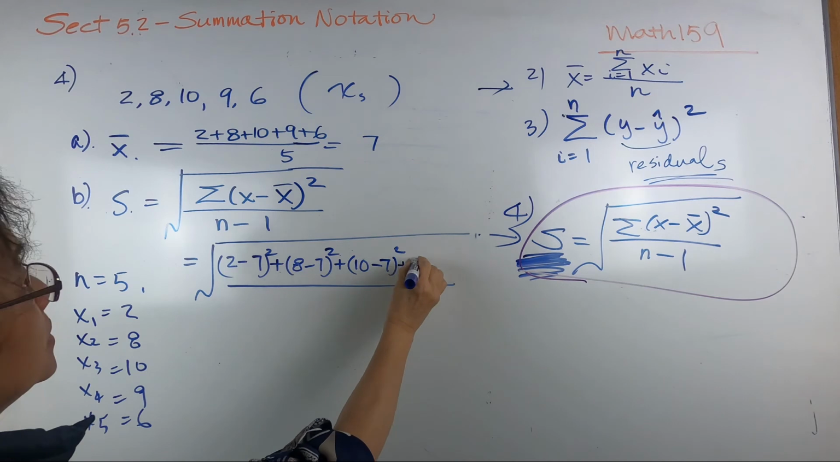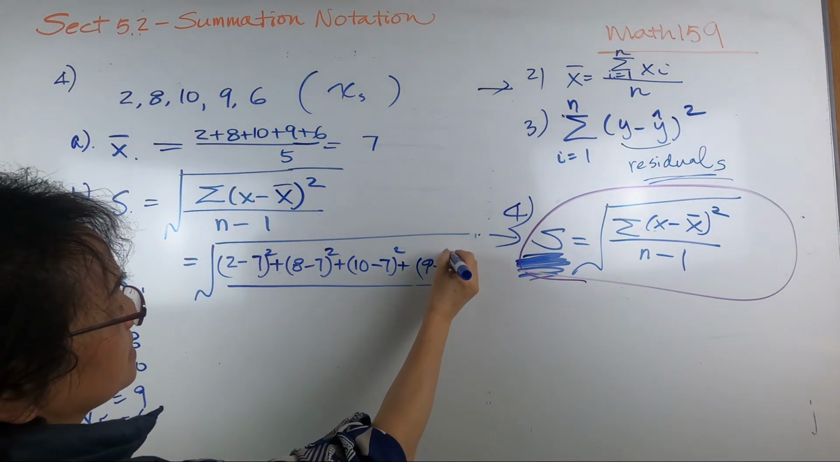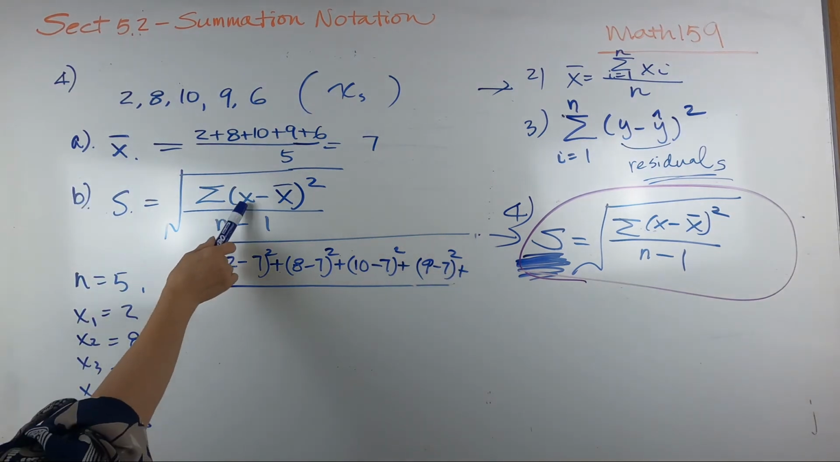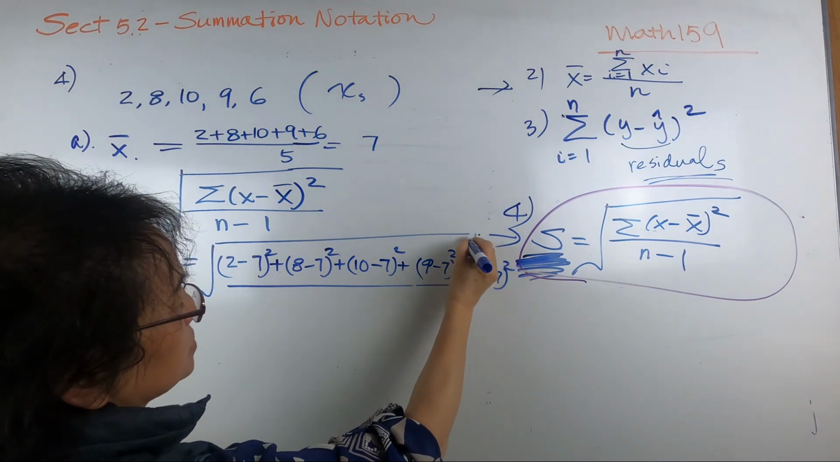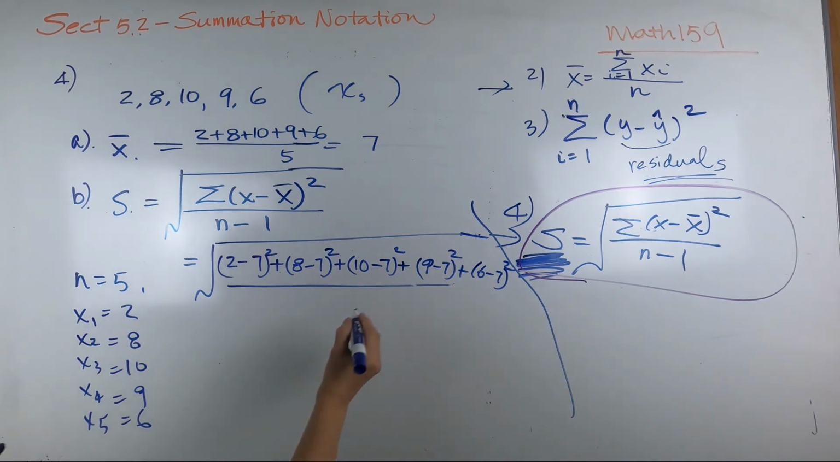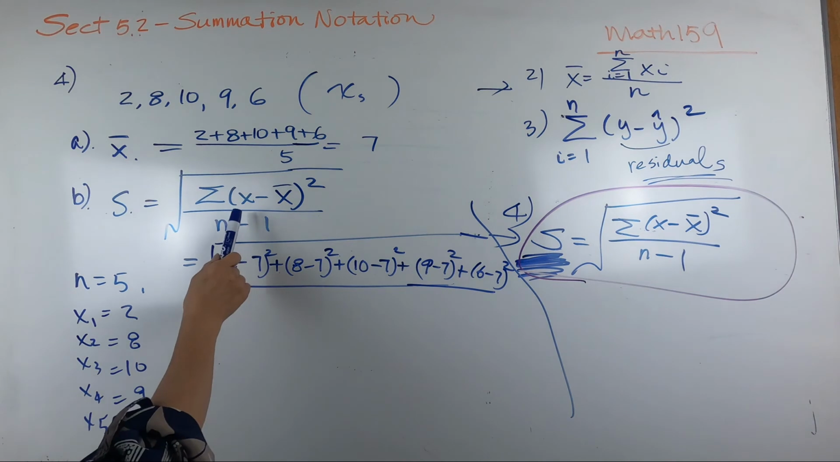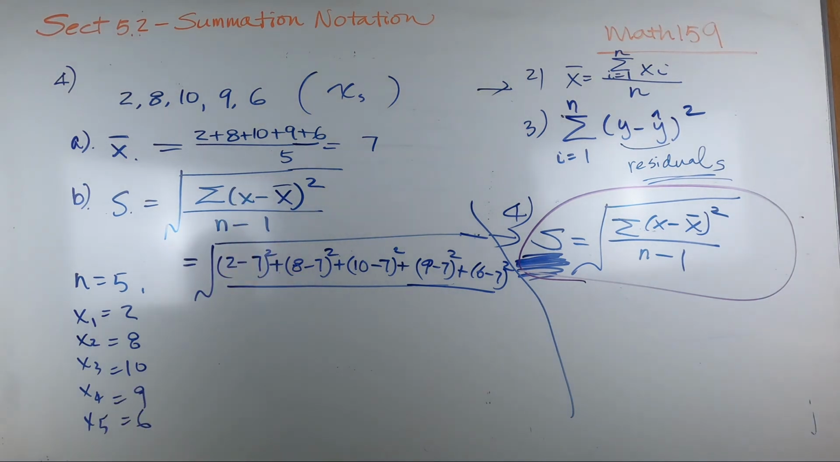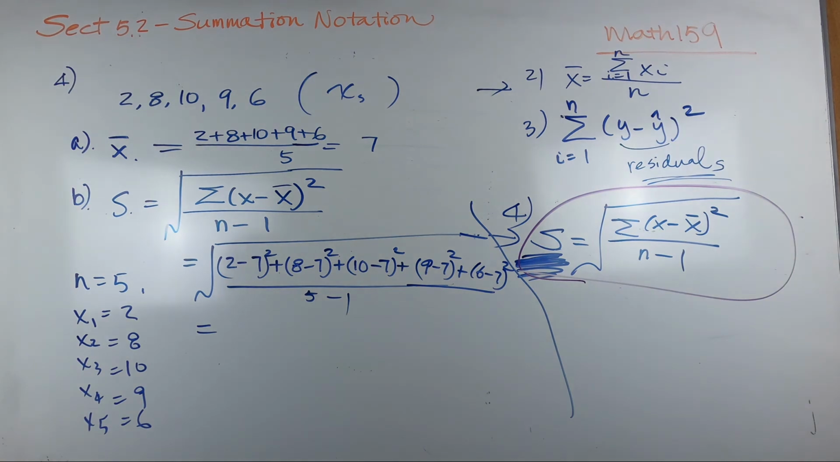The fourth item is 9. 9 minus 7, take a square. Plus the fifth item is 6. 6 minus 7, take a square, right? That's what the sum is here for: the summation of 5 items, the difference between the data point and the mean. N is 5, so you have 5 minus 1. That's what we expect you to do to find the standard deviation.